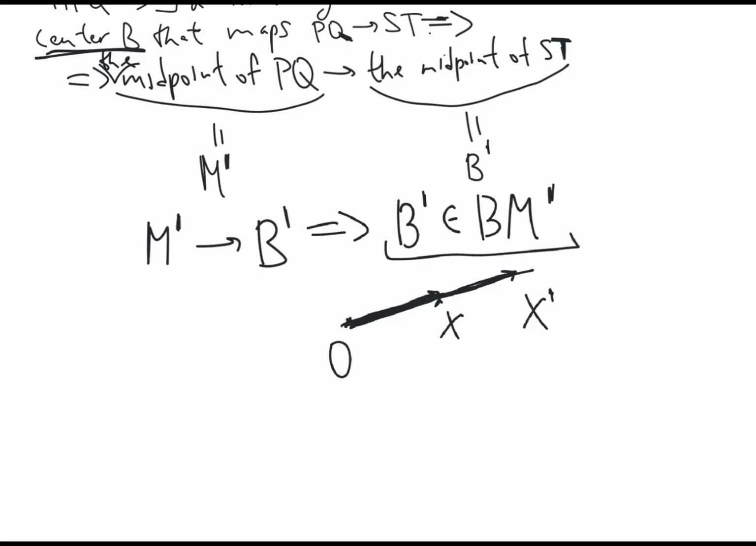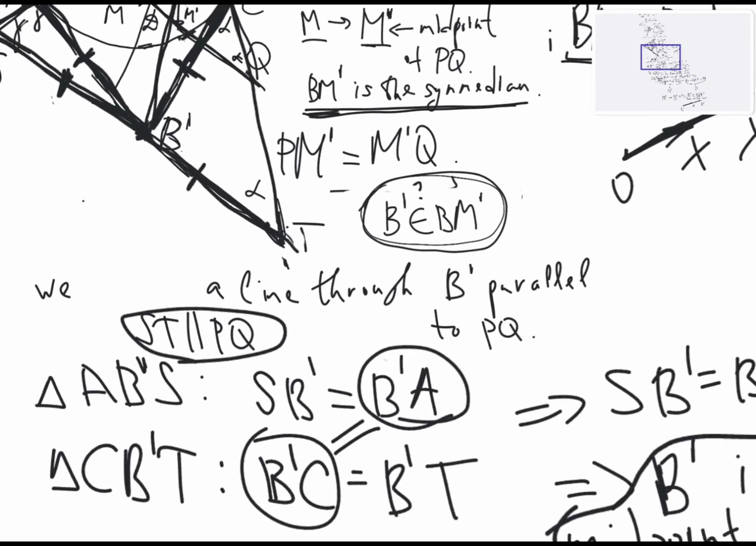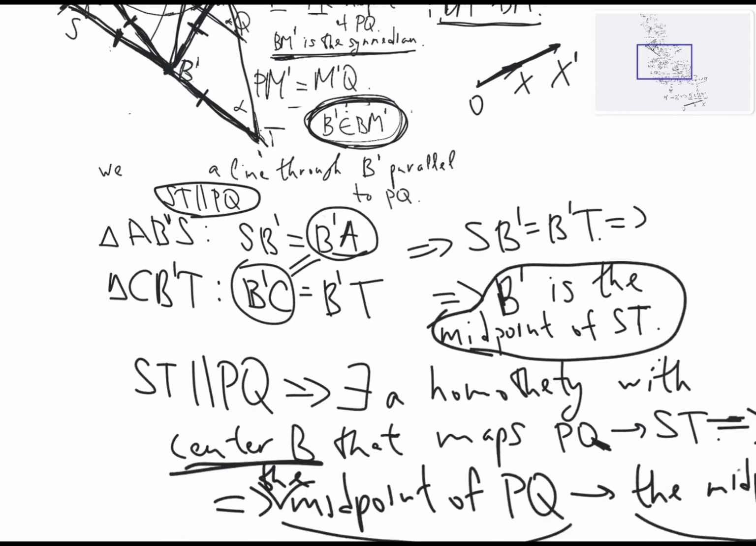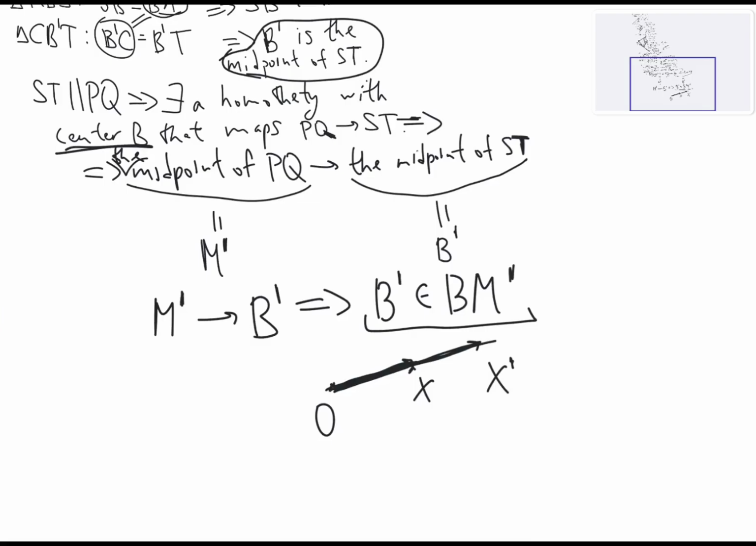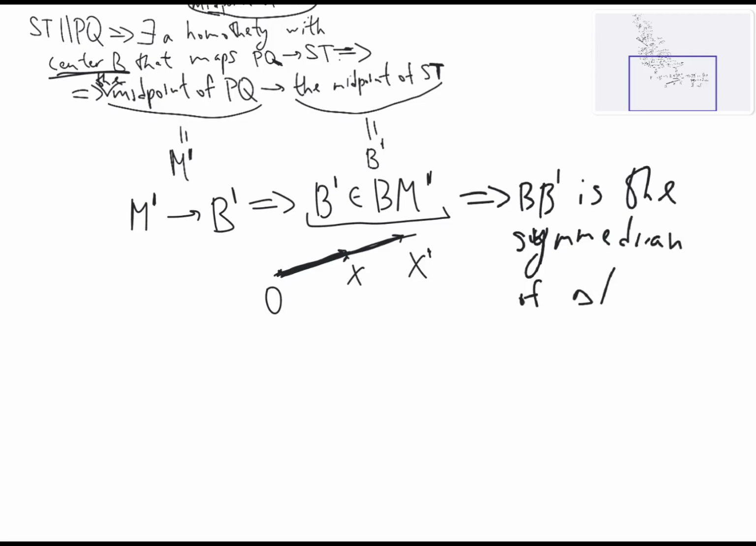And this is exactly what we needed to prove. What we said it was enough to prove, I put it with the question mark. So it was enough to prove this, to prove that BB' is the symmedian. So from this it follows that BB' is the symmedian of the triangle ABC. And this concludes the proof.